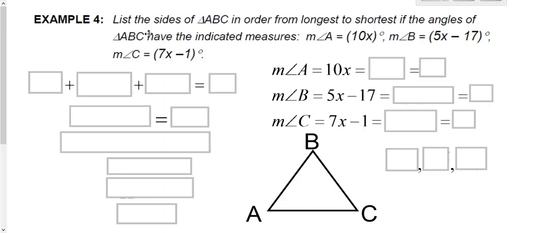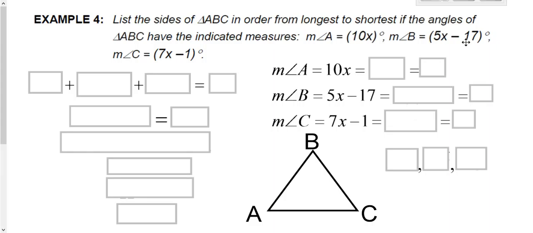Here we've got one, read this whole problem. List the sides of triangle ABC in order from longest to shortest, if the angles of triangle ABC have the indicated measures. So the measure of angle A is 10x, the measure of angle B is 5x, the measure of angle C is 7x minus 1. So we need to solve for x, and then once we know x, we can plug it in here and find the actual measures of all these three angles. Then we can see which is the biggest angle and know which is the biggest side, and so forth.